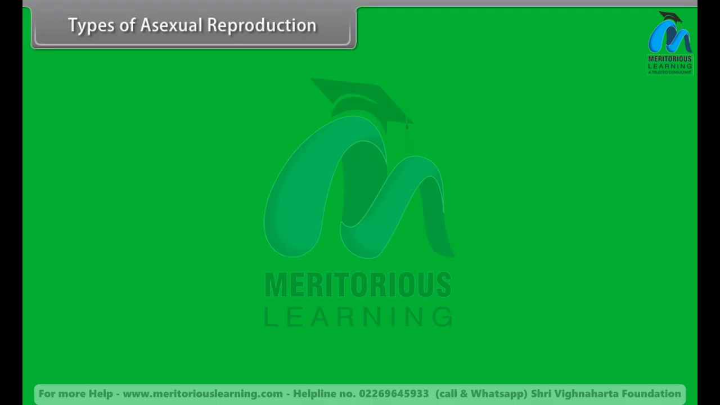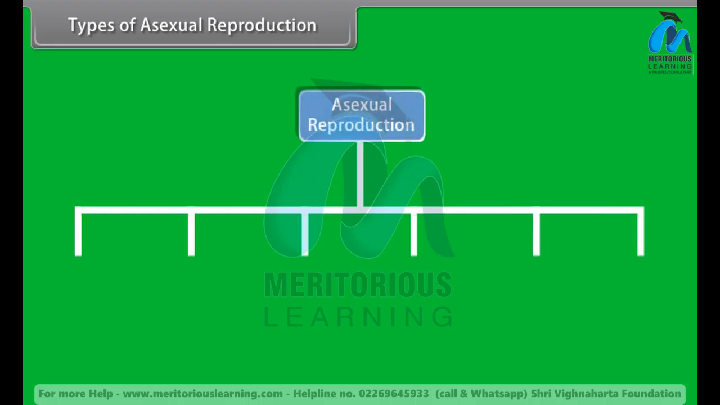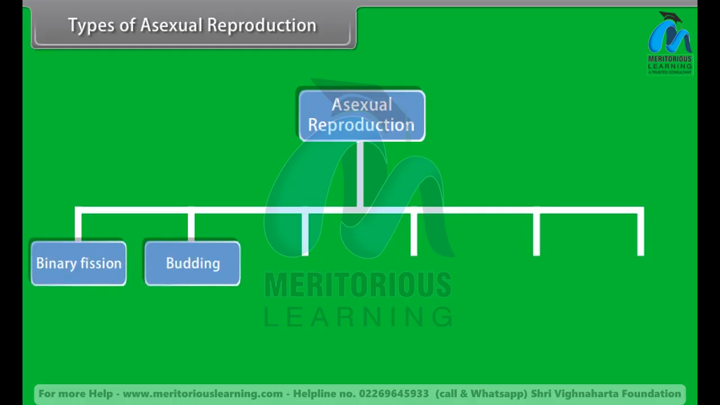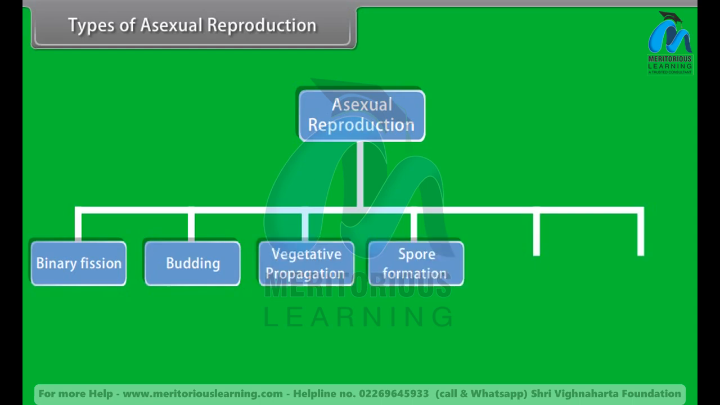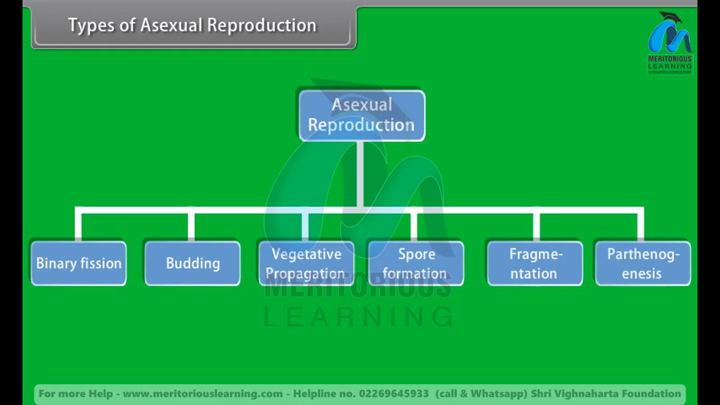Types of asexual reproduction. Do you know how organisms reproduce asexually? An organism may reproduce asexually by binary fission, budding, vegetative propagation, spore formation, fragmentation, and parthenogenesis.